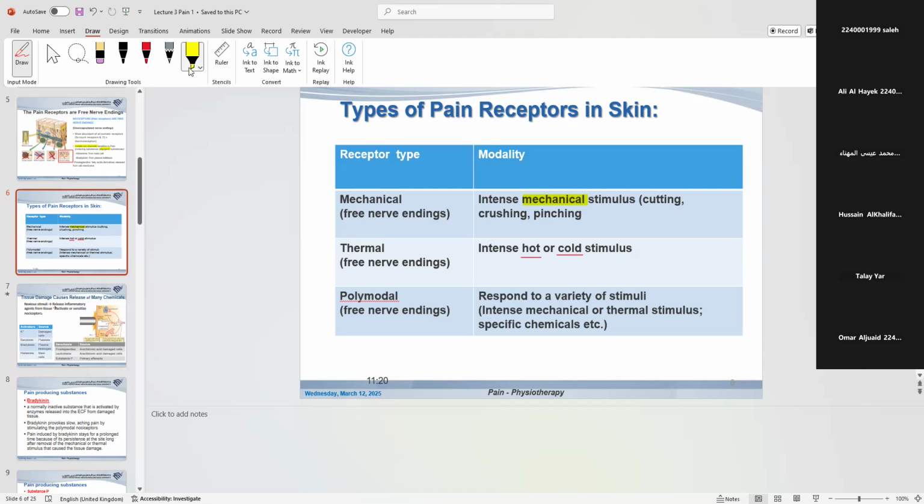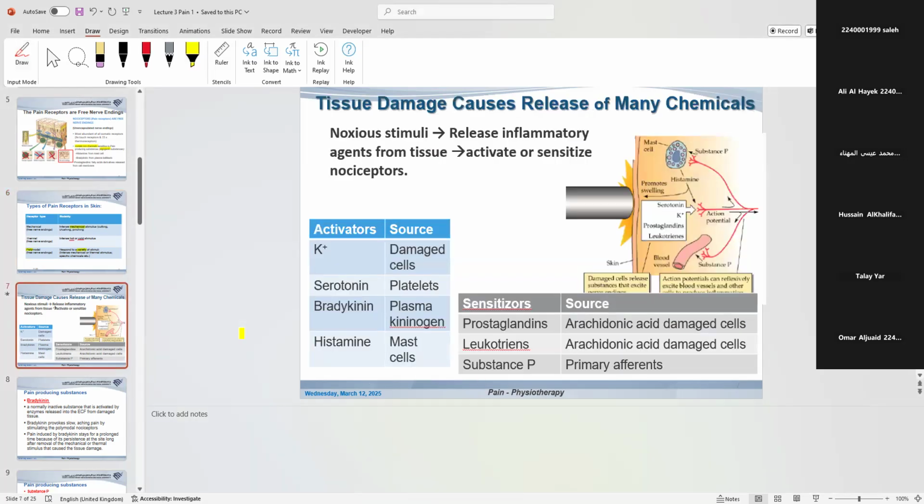And the third group is polymodal nociceptors. These respond to a number of types of stimuli, including mechanical, including thermal, and then there are so many chemicals which produce activity in these free nerve endings. So they are called polymodal nociceptors. Okay, is it clear? So mechanical and thermal, and the third one is polymodal. Next, please. Clear. Next slide. So this is just an explanation of what I have just mentioned.